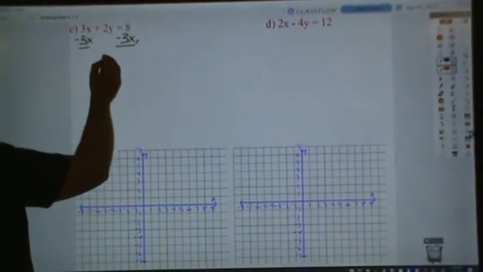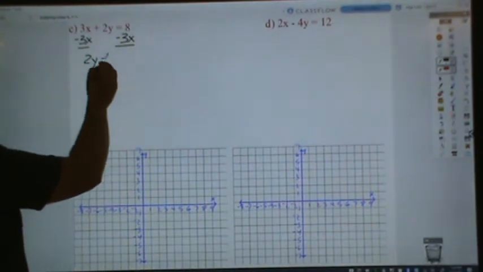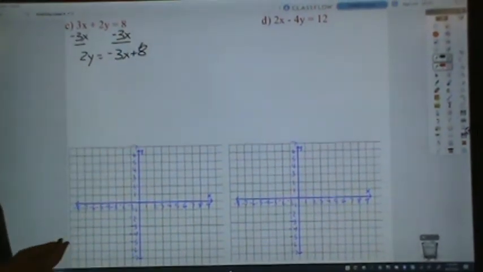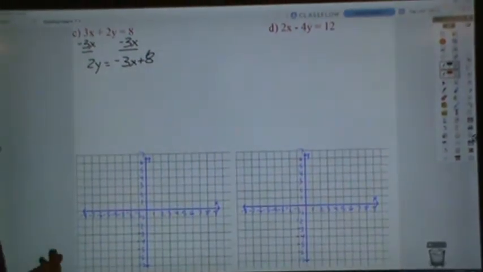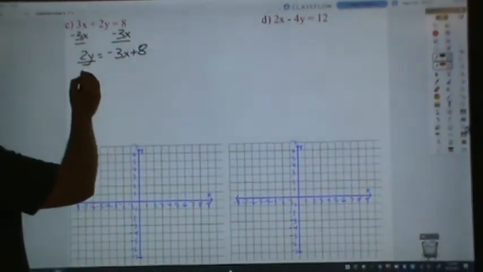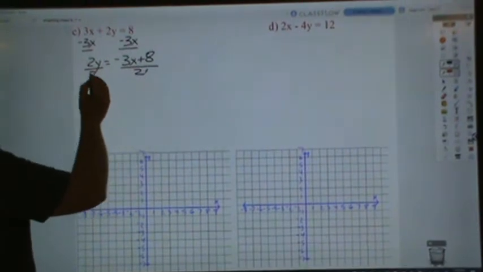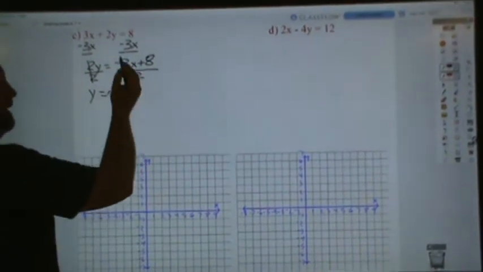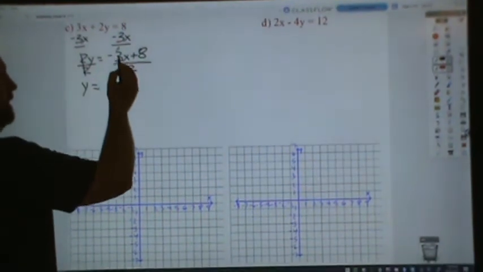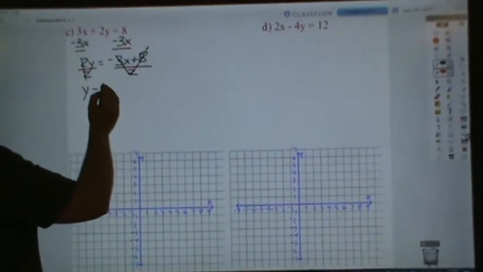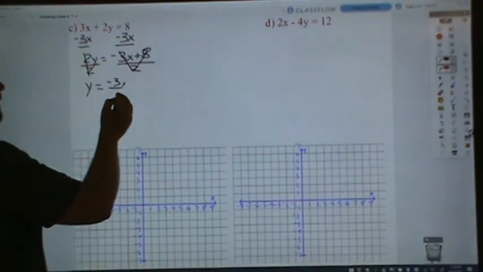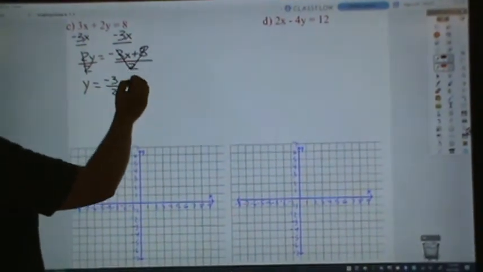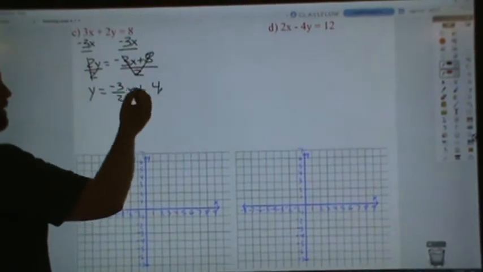Again, I'm going to write the x term first. So I'm going to say 2y equals negative 3x plus 8. And the reason I do that is it fits that y equals mx plus b formatting a little bit better. I'm going to divide by 2 on both sides. When I divide by 2, the 2's cancel, so I have y equals. And on the right-hand side, I have to do what's called a reduction. I divide both parts by 2. So I'm going to leave that negative 3 over 2 in front of the x, because that's y equals mx. And then I'm going to have a plus 4 for my b.